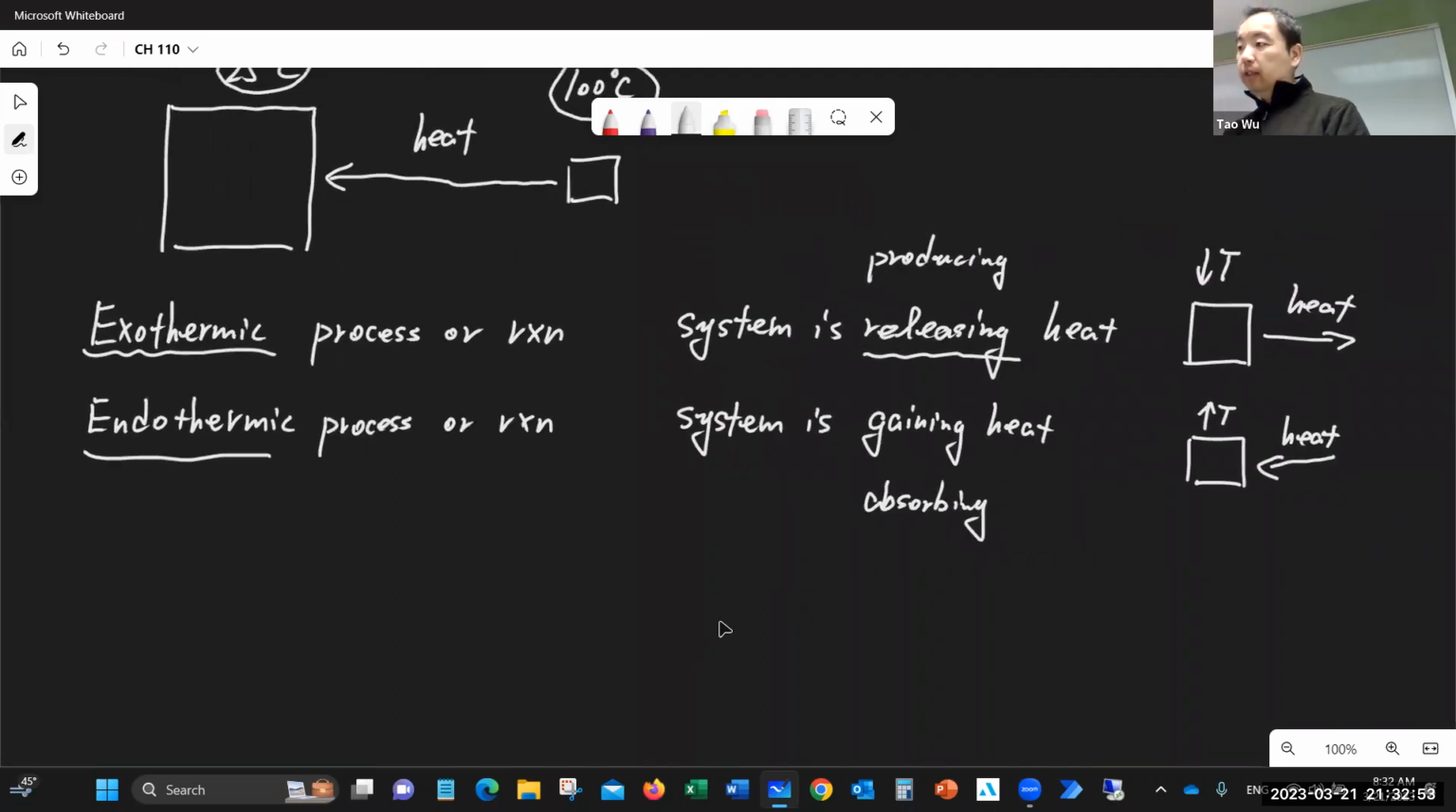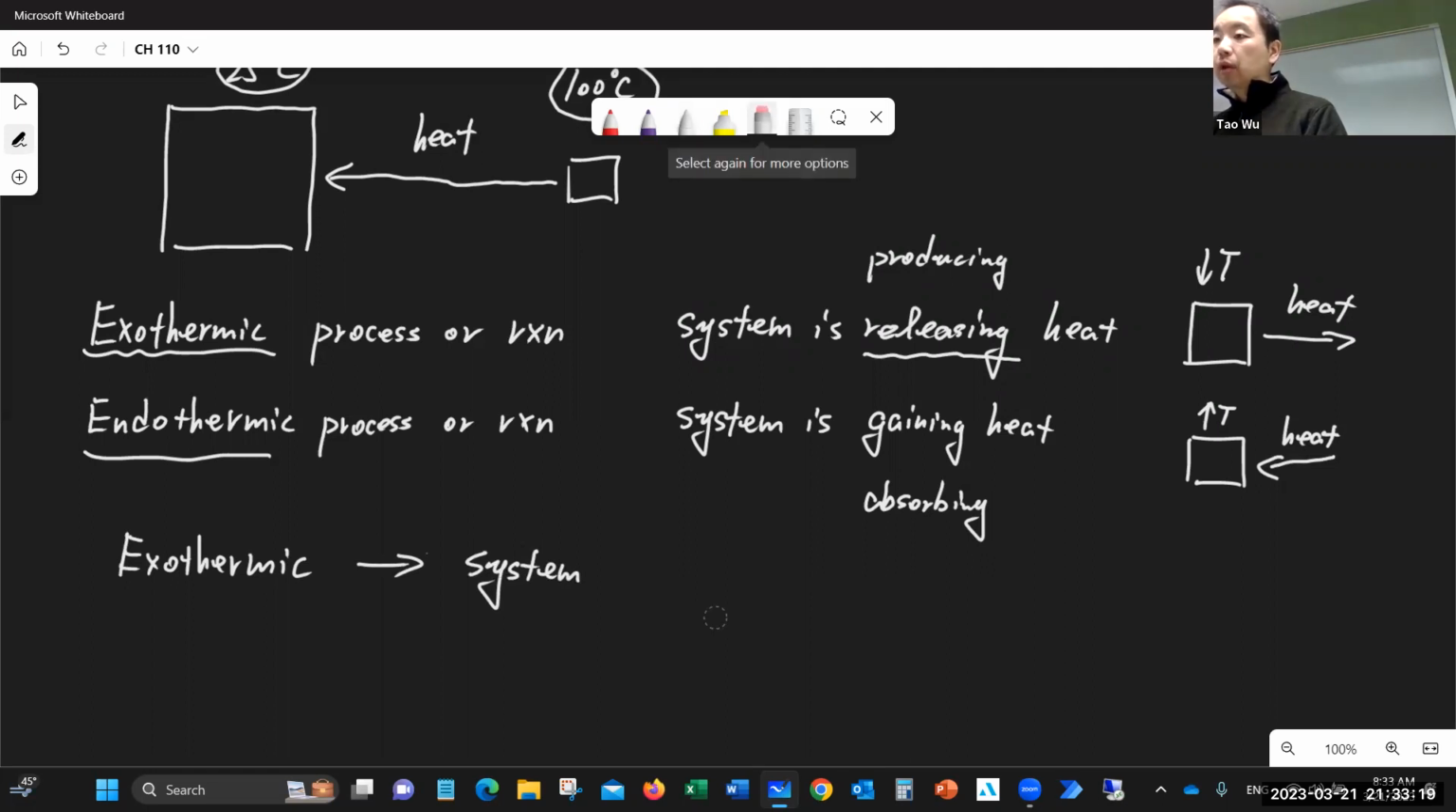All right, so now we're going to talk about the sign. Since exothermic is talking about releasing heat, this one is talking about a system releasing the heat. The system is releasing heat, so if you write that, that's going to be the heat. The heat of the system is going down.